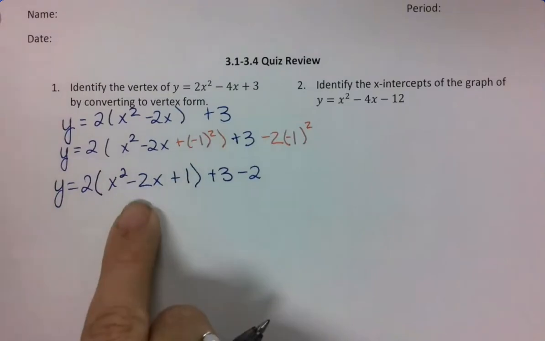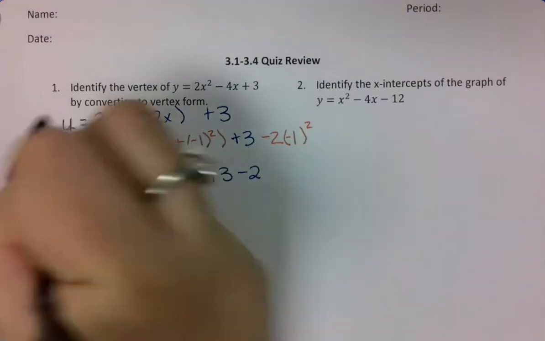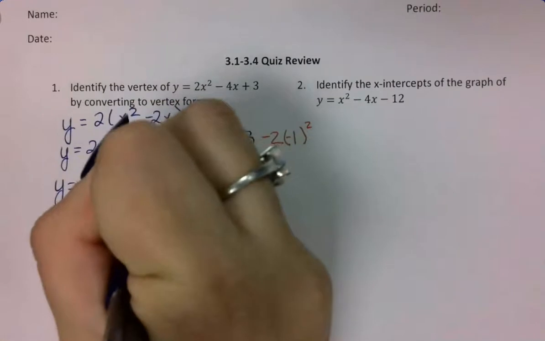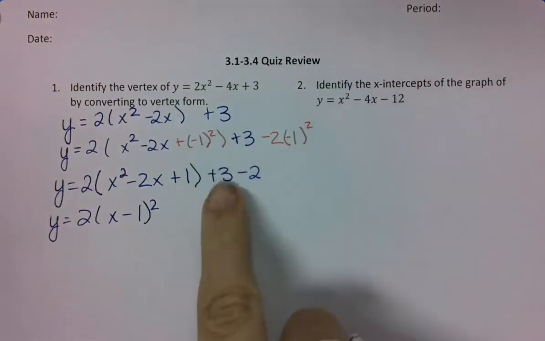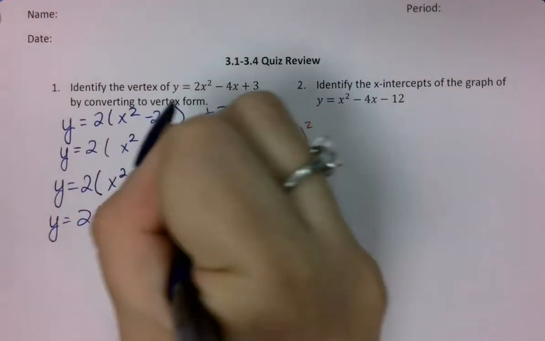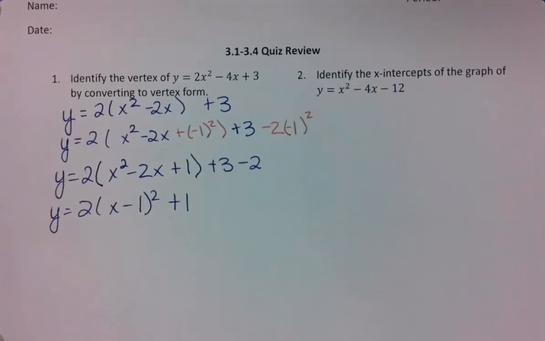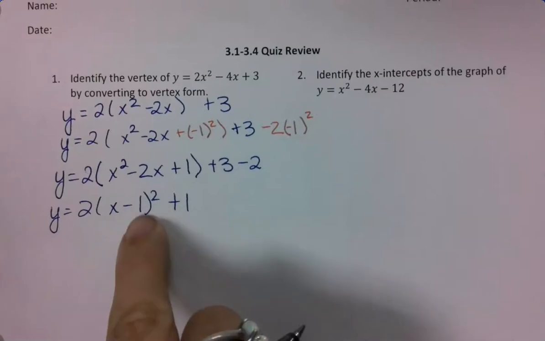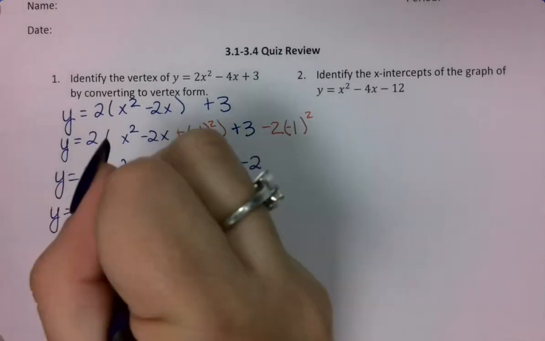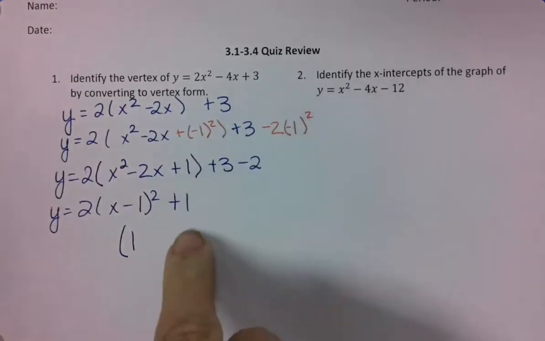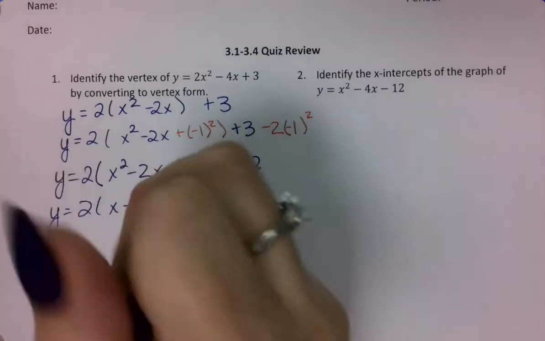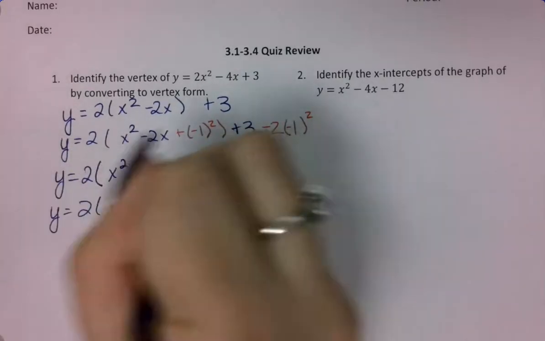Then I want to factor the stuff inside the parentheses. So that's going to come out to x minus 1 squared. And then I want to add the numbers on the outside. 3 minus 2 gives me positive 1. So now this is in vertex form. Remember, for my vertex, I always switch the sign of the number with x, so it's going to be positive 1. And the sign of the number outside stays the same. So it's 1, 1.